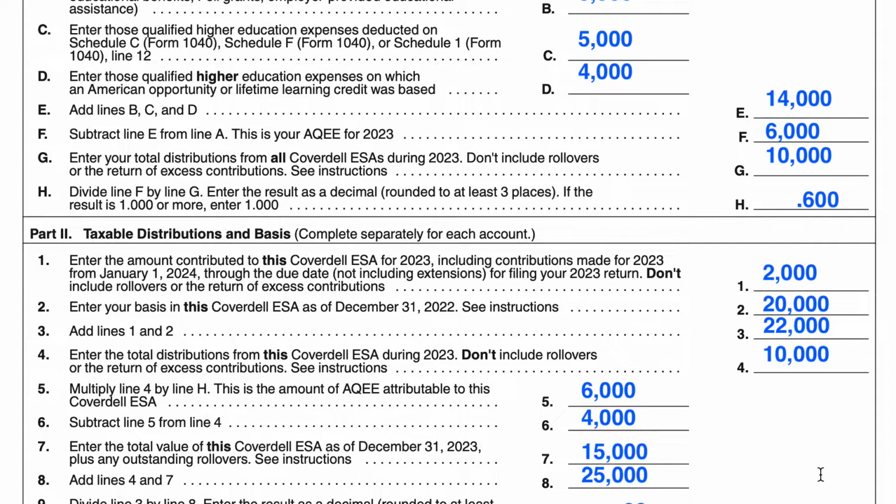Now Part 2 addresses one education savings account. So if you have multiple, you have to do Part 2 for each account that you have. In line 1, let's just assume that we're still managing to contribute to our Coverdell ESA in 2023. So that means we enter $2,000. We don't include any of the amount of any rollovers or any return of excess contributions.